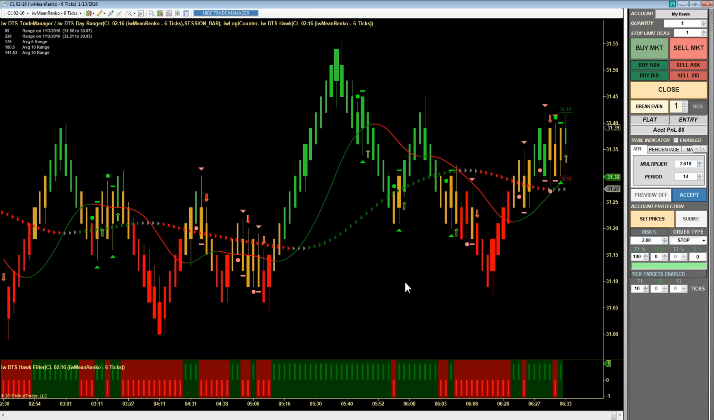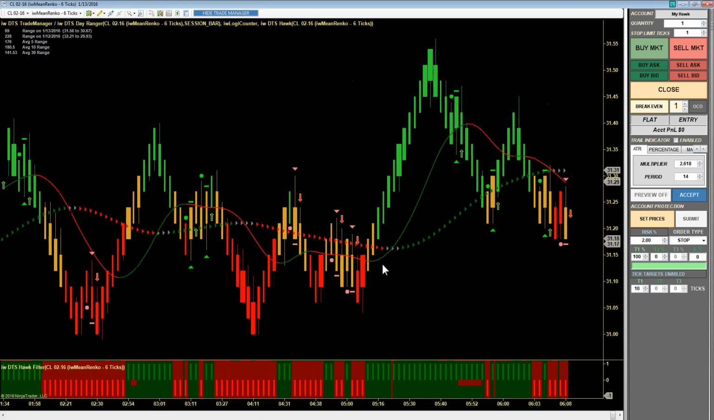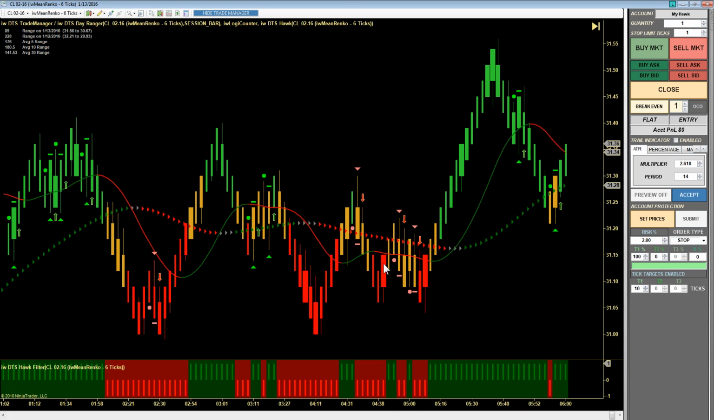So here's crude oil now on the Hawk Scalper, and you can tell from all these yellow bars that the market is neutral, that we have a market that's pretty much stuck in a sideways range at the moment. There's nothing really tradable going on here at this time.